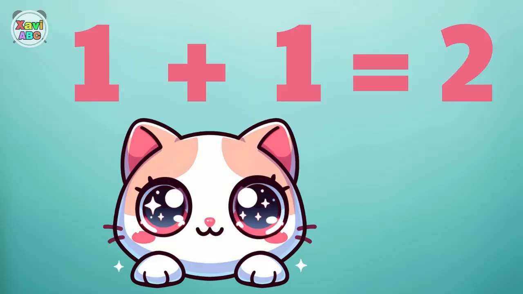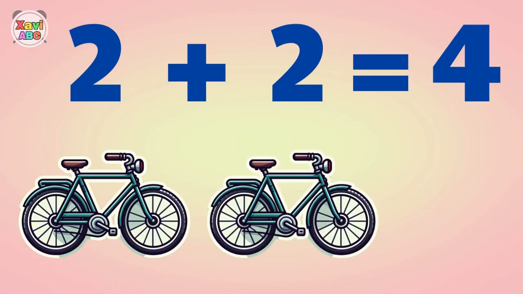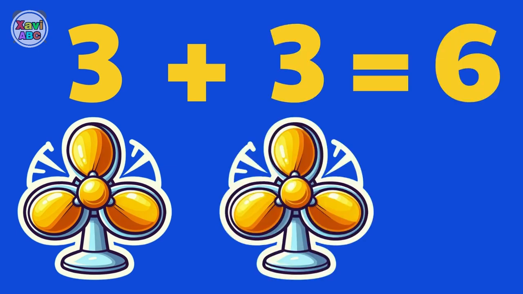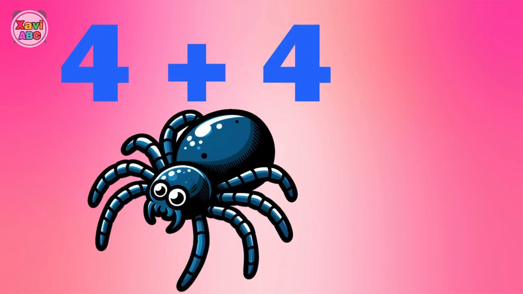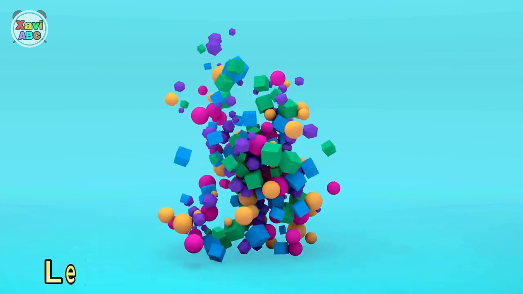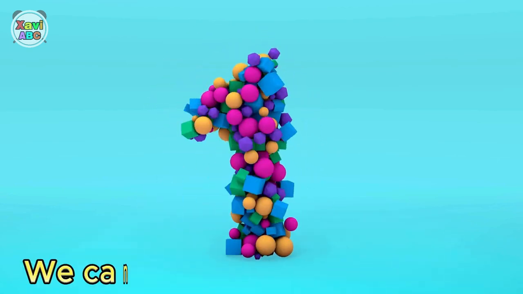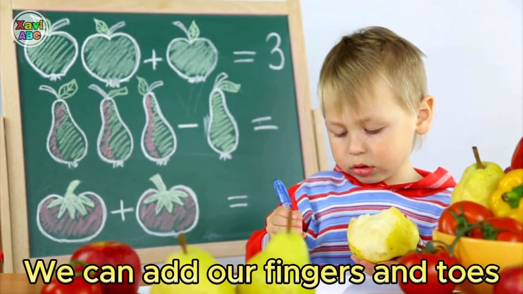One plus one equals two. Two plus two equals four. Three plus three equals six. Four plus four equals eight. Adding numbers is so much fun. Let's keep adding all day long. We can add our fingers and toes.